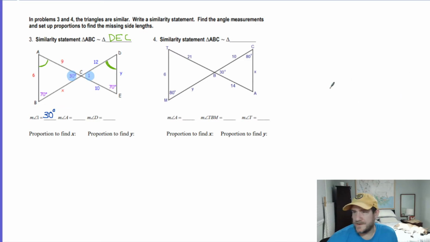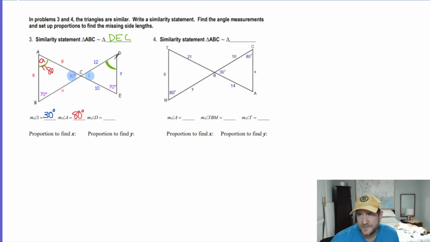Then to find the measure of angle A, if we want to find A, I'll put a variable here. We'll put a little lowercase a. Then we know that angle A plus 70 plus 30 has to add up to 180, because all three angles have to add up to 180. So if we add up these two, we get 100, and then 180 minus 100 leaves 80. So angle A has to be 80 degrees.